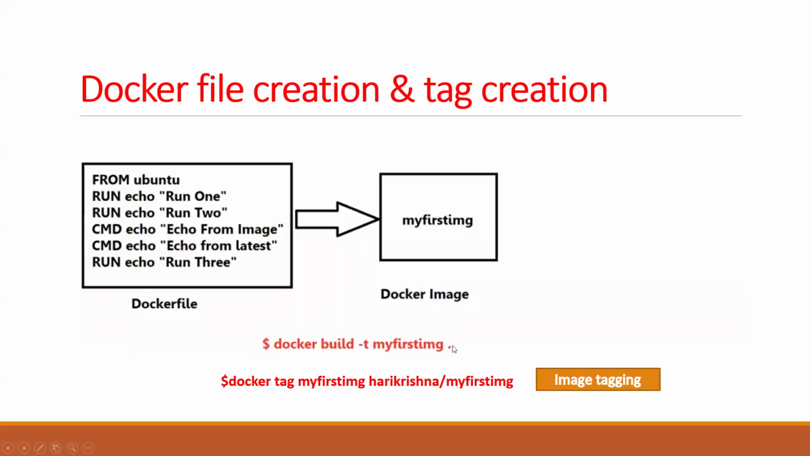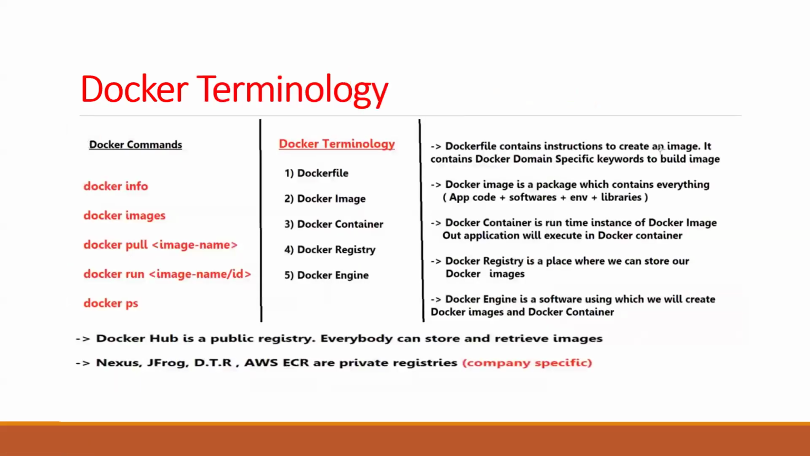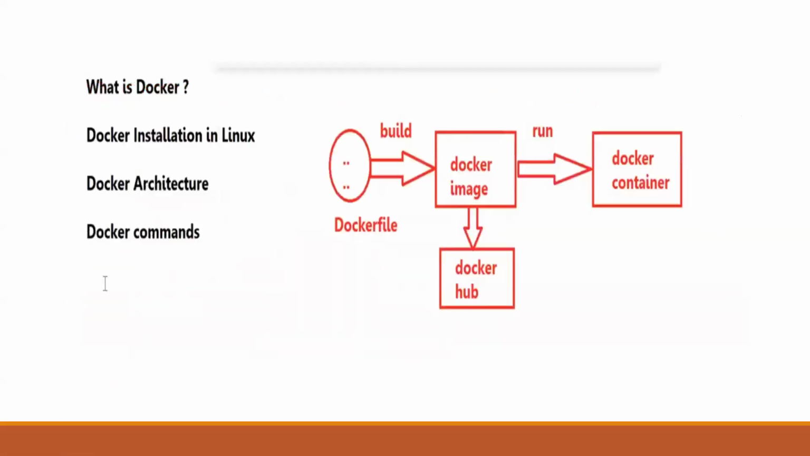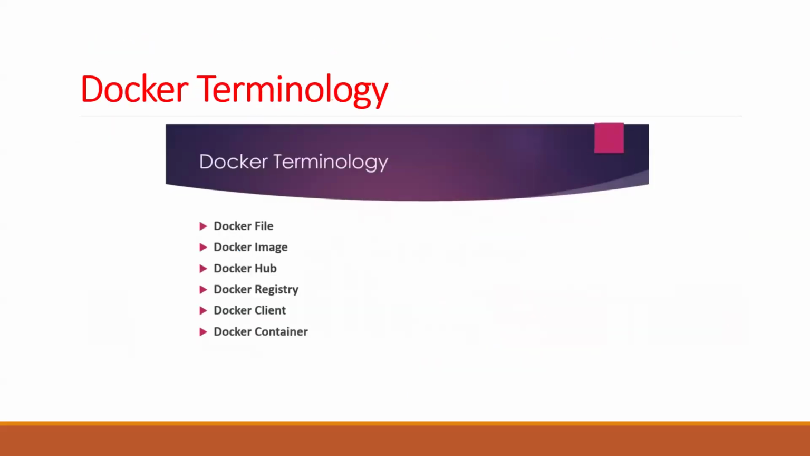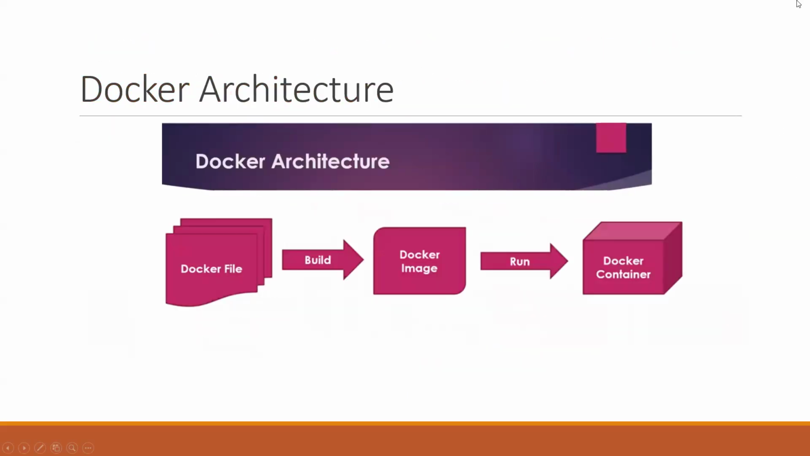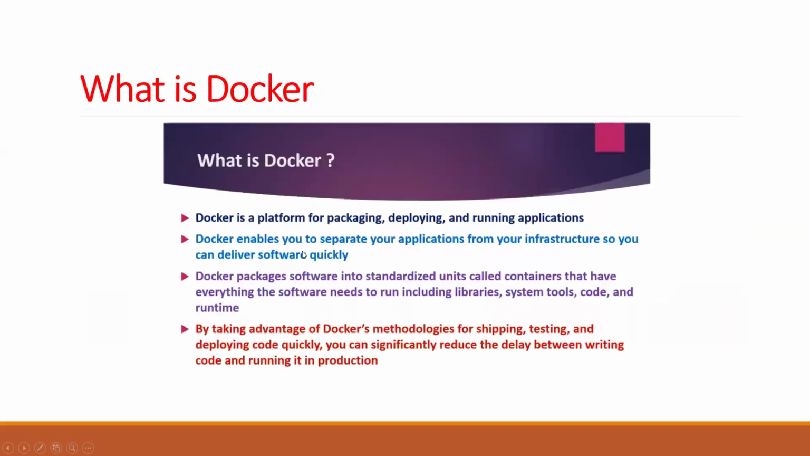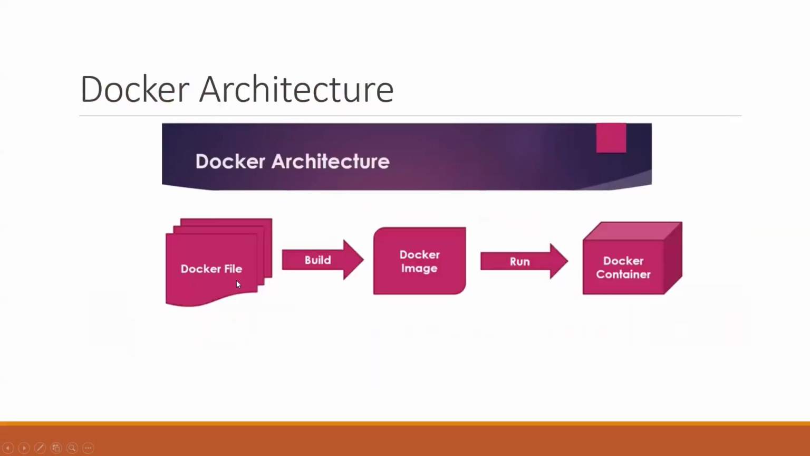The Dockerfile is available in this directory. That's the reason we are giving the dot. Dot means the current directory. Yes, understood? Docker build. So from the Dockerfile, what can you do, guys? From the Dockerfile we can build the Docker images, and from the Docker images we can run the Docker containers.